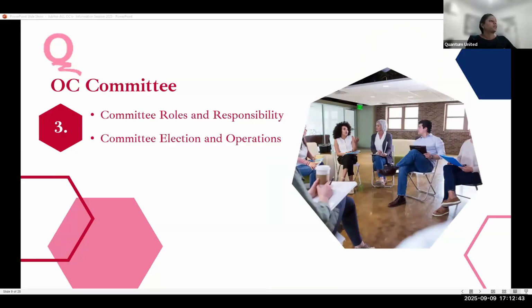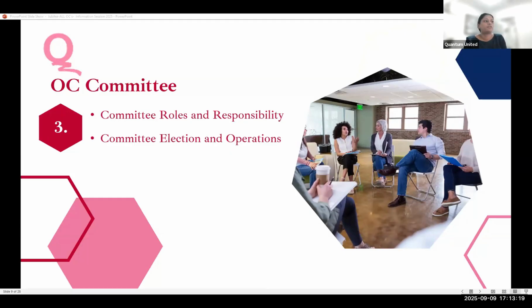Okay, moving on to committees' roles and responsibilities and the elections and operations. So every year at the AGM, a committee is elected. It usually comprises 3 to 7 members, which is in accordance with the Owners Corporation Act. The purpose of the committee members is to make ongoing decisions on behalf of the owners between AGMs. So they help in making sure there are decisions made for the benefit of the entire community.